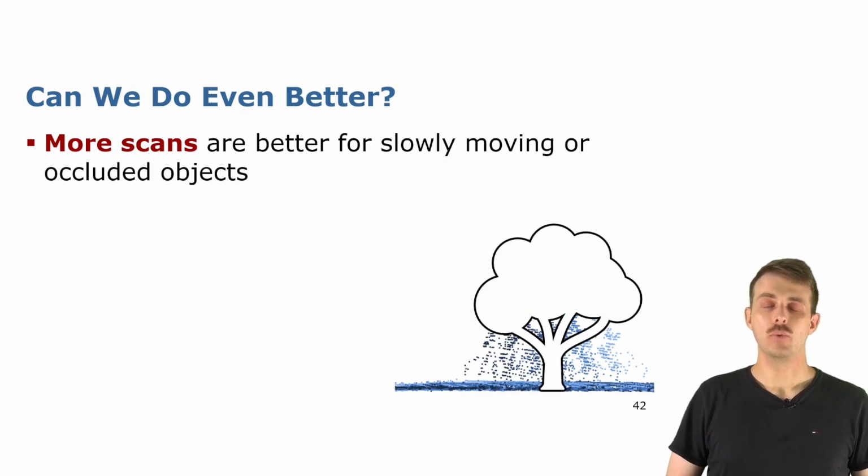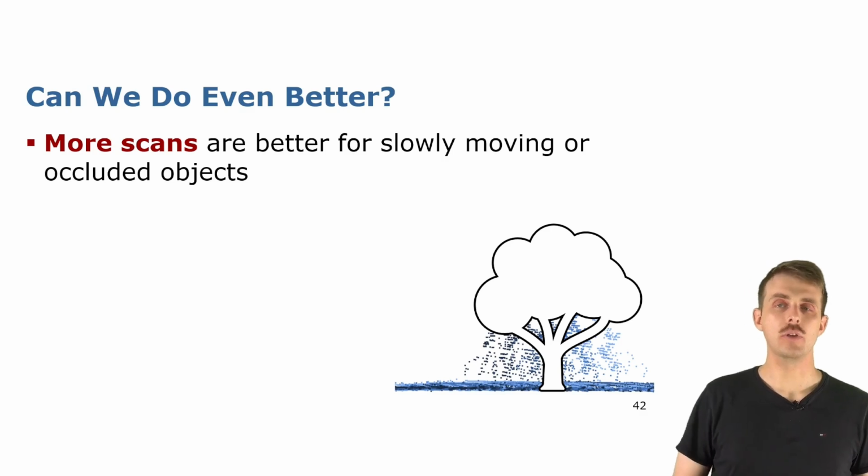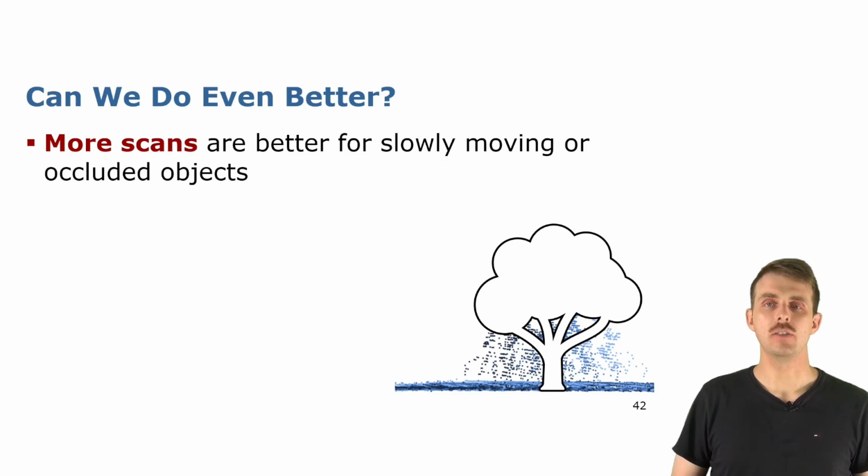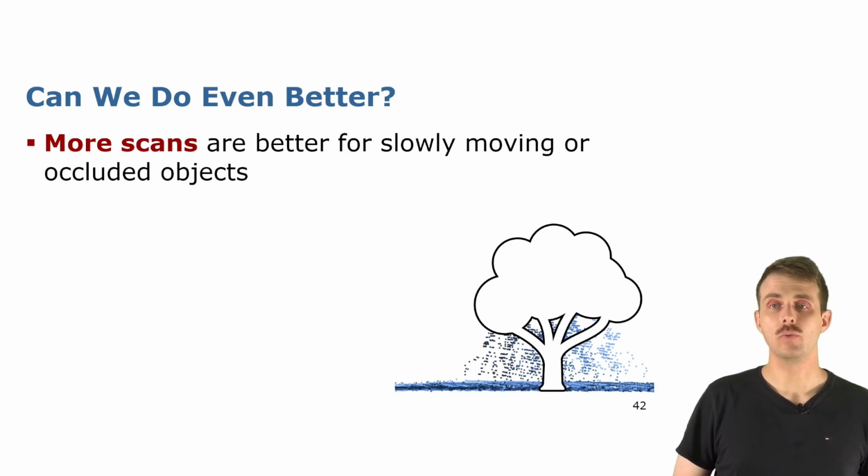If we look at this example, we have this moving cyclist, and now there's a tree in front, and if we only look at those 5 scans, it is not easy to identify this object to be moving.